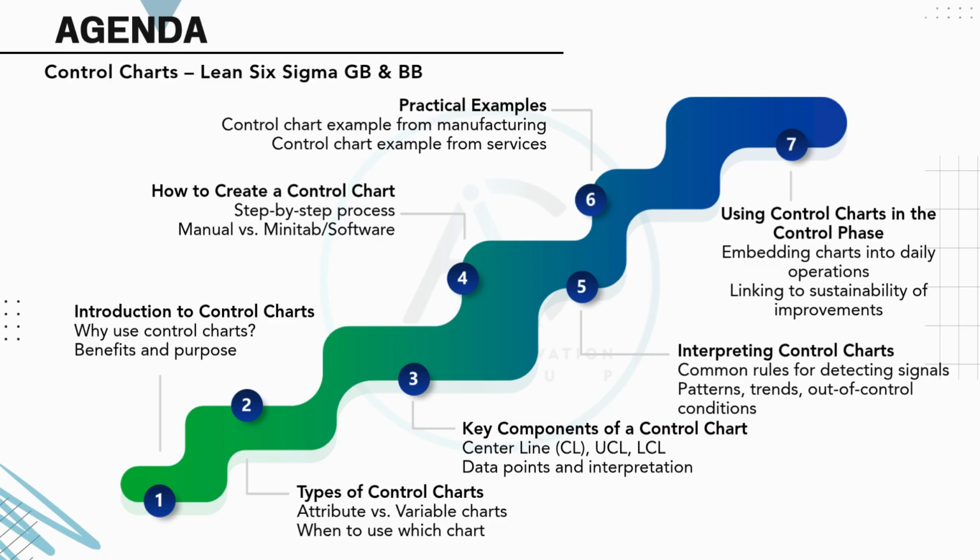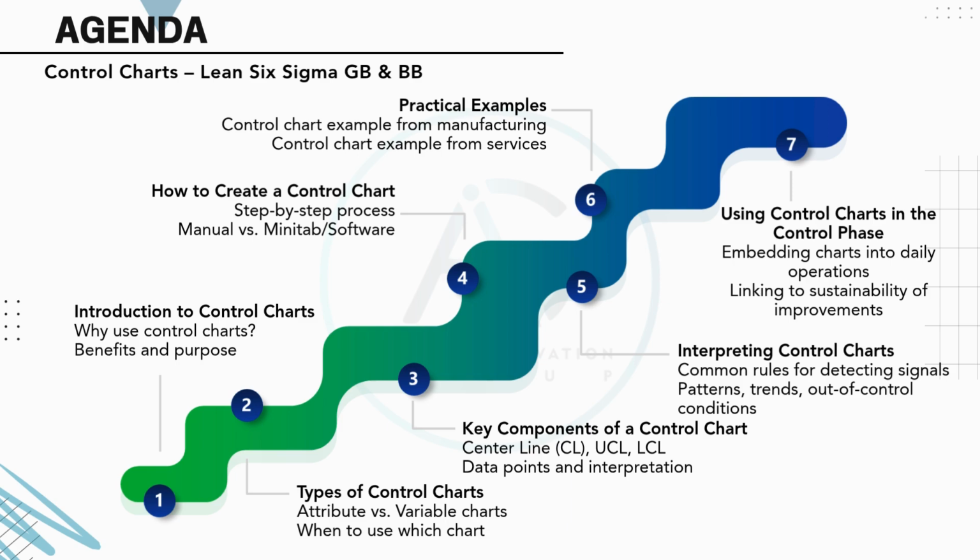Every chart has key components. A center line, CL, that shows the process average, upper and lower control limits, UCL and LCL, for acceptable variation, and data points that reveal how your process behaves. When interpreting control charts, we apply rules to detect issues, like a point outside control limits, trends, or patterns that suggest instability or special causes of variation.